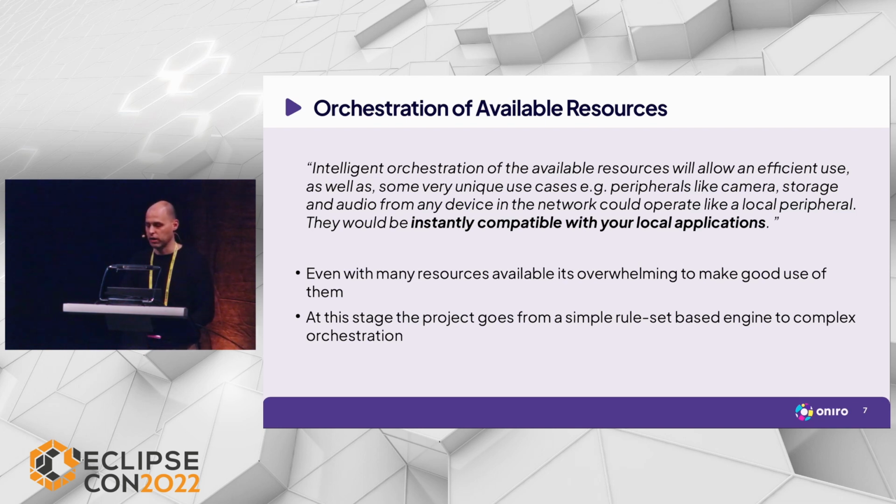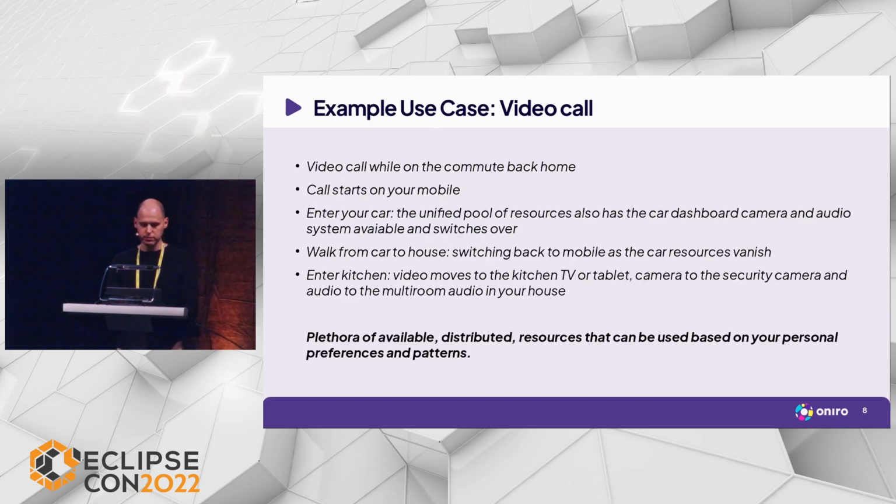Or even have the intelligence part kicking in and deciding to move to a different camera based on your patterns and so on. Yeah, so the thing is we have all these resources available, but selecting them manually and making the right decision can be very overwhelming. So we want to have orchestration kicking in here and trying to make that better. And at that point, we will most likely switch away from having a very basic rule set engine where the user defines the rules, and go into a more complex orchestration where AI might be an interesting part to handle parts of these. So, example.